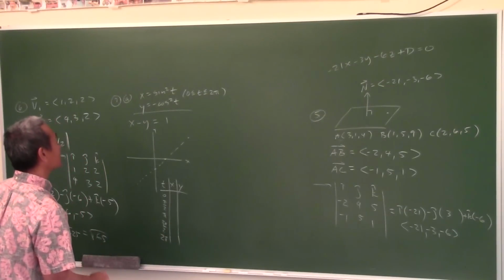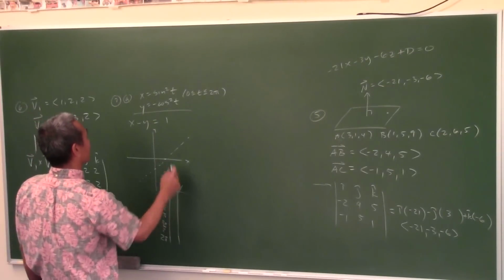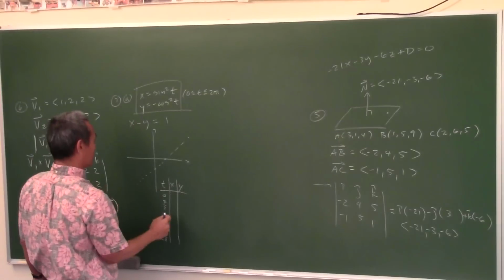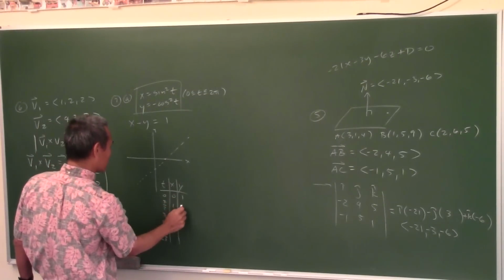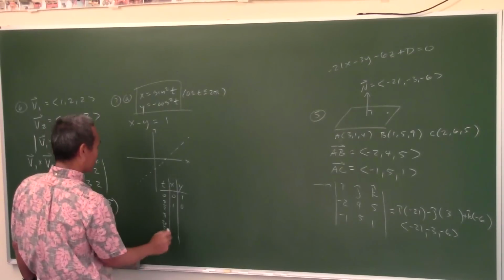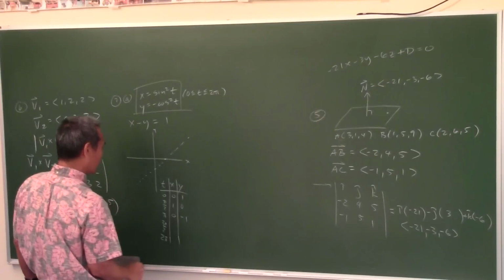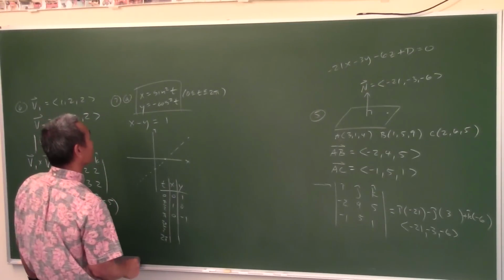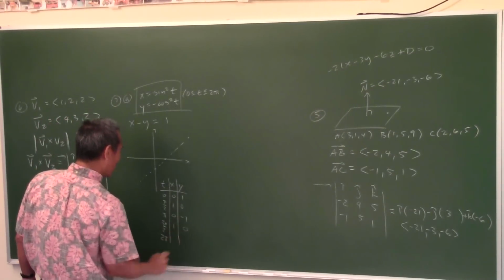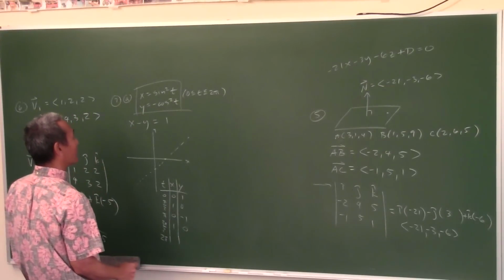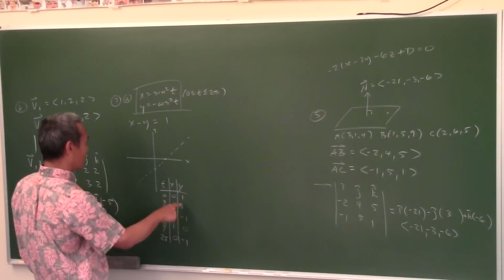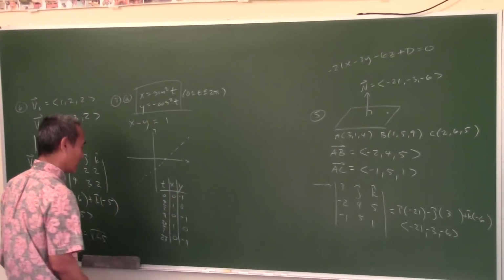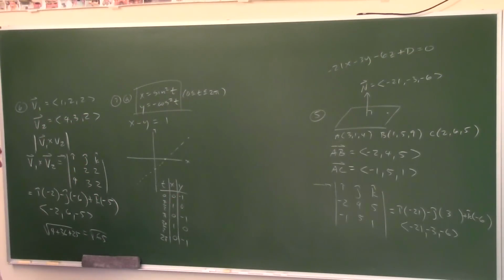If you plug in 0, go back to the original equations now, you get 0, negative 1. If you plug in pi over 2, you get 1, 0. You plug in pi, you get 0, negative 1. Then you plug in 3 pi over 2, you get 1, 0. And then if you plug in 2 pi, you get 0, negative 1. Oh, I think I made a mistake on that. That's negative 1.